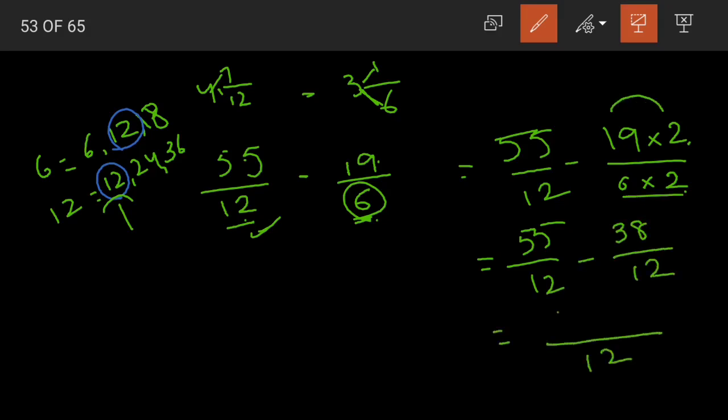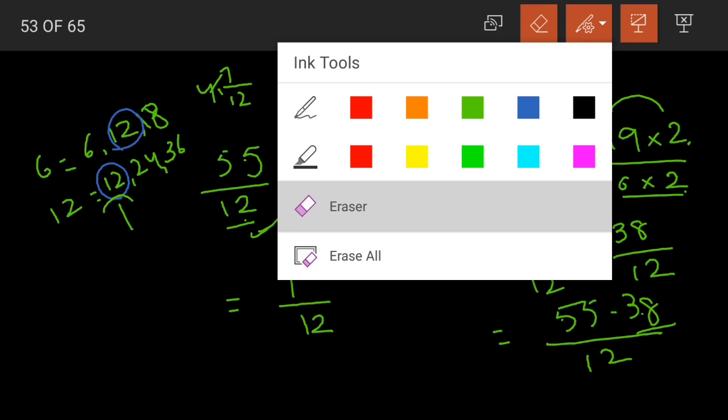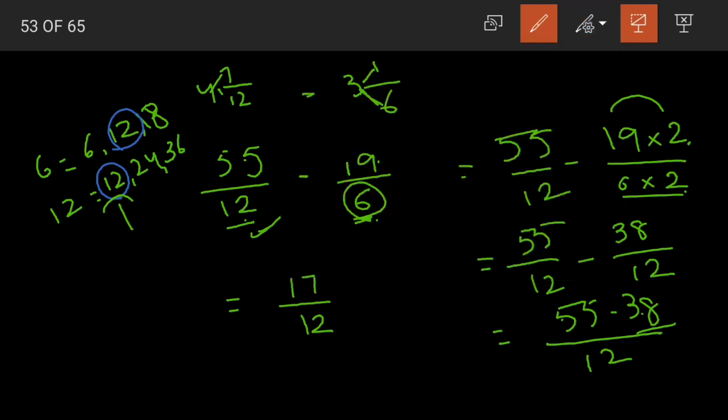Now we are having both the like fractions. We can subtract them easily. 55 minus 38 is equal to 15, sorry. What is 55 minus 38? 17 divided by 12 is our answer here.